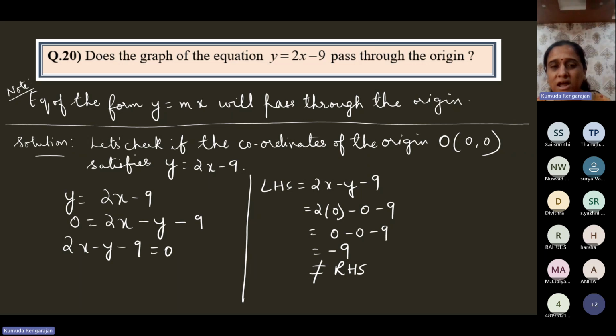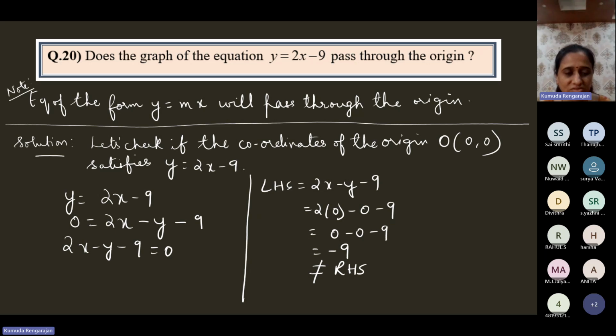If the graph of this equation passes through the origin, then the point 0, 0 will lie on the graph of this line. And if 0, 0 lies on the graph of this line, it should satisfy this equation. So that's what we're checking. Let's check if the coordinates of the origin O, 0, 0, satisfy y is equal to x minus 9.